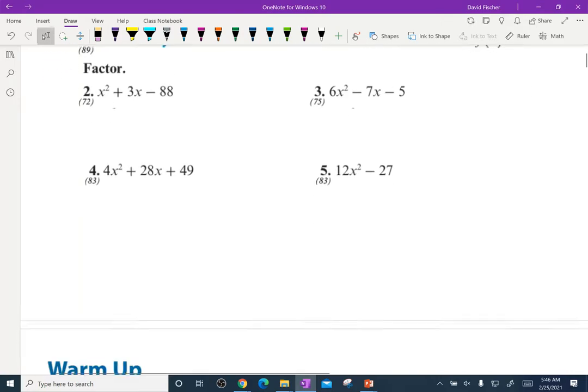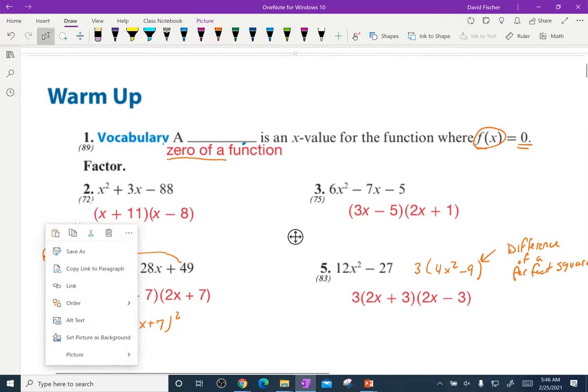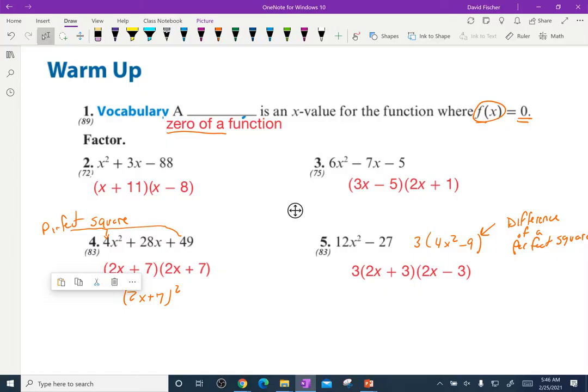All right, let's see how you did. We call this the zero of a function. When f of x, that's a function, equals 0, we call those the zeros. All right, so number 2, I'm hoping you did okay on. Over here, you can use the x method to find those two magic numbers. They have to multiply to minus 88 and add up to 3. That would have been 11 and 8. One of them had to be a negative in order for that to be a negative up there. So all you had to do is plug those numbers in.